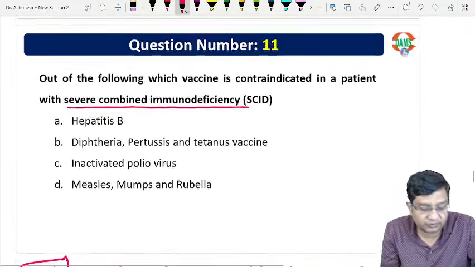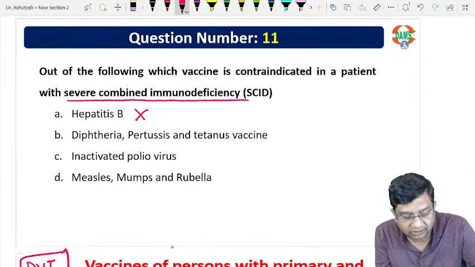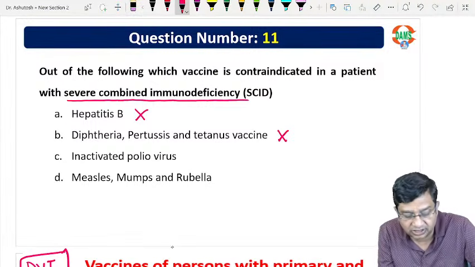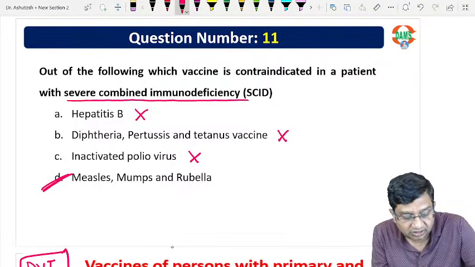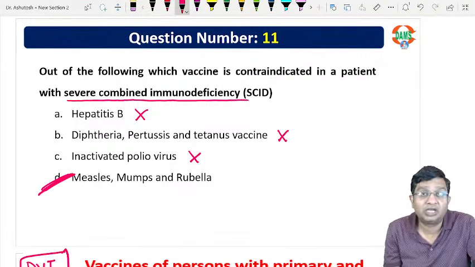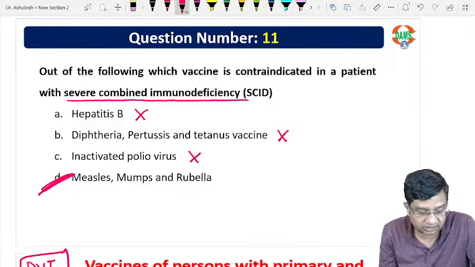So out of this, if you see, hepatitis B is not a live vaccine, DPT is not a live vaccine, inactivated polio is not a live vaccine. So which is a live vaccine? Mumps, measles and rubella. This is particularly a live vaccine.